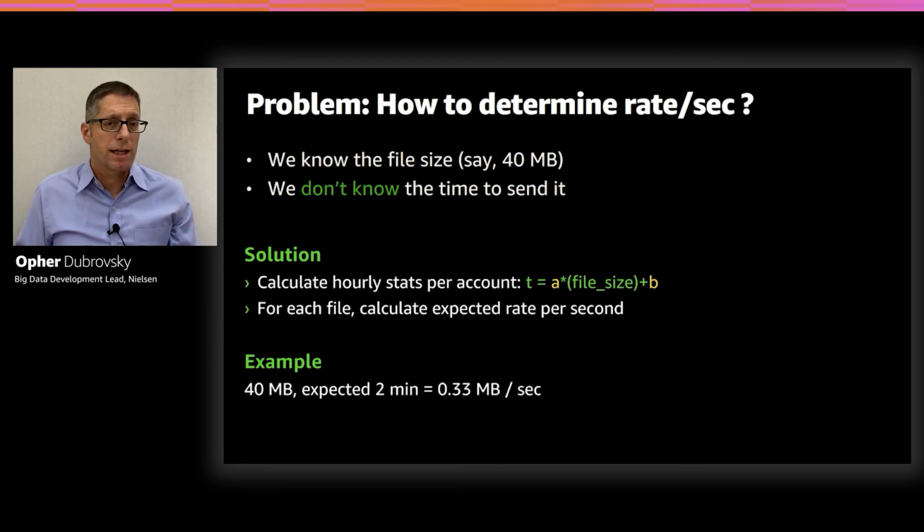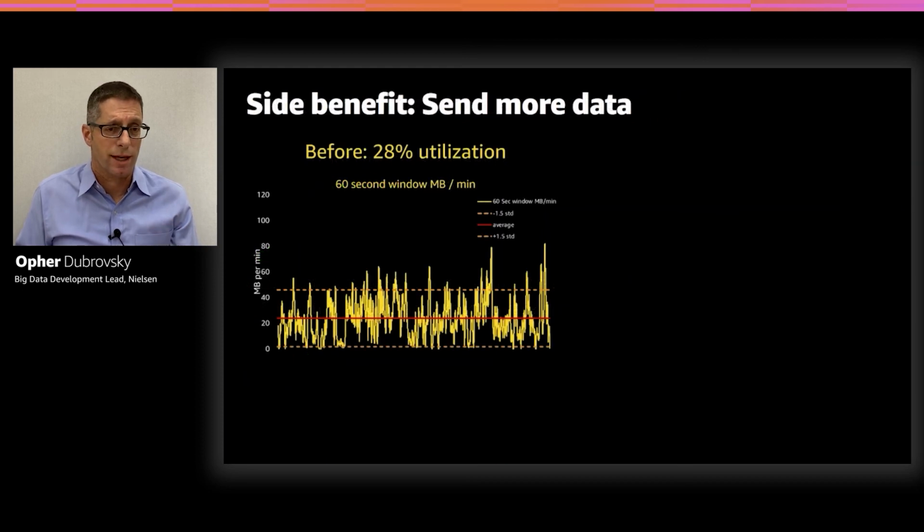So let's look at an example. Let's say our file is 40 megabytes. We plug it into our formula. We get that the estimated time to send the file is 2 minutes. That works out to be 1/3 of a megabyte per second, which is exactly the number our work manager needs to be able to make the dispatch decisions. Problem solved. Let's see how it works in practice.